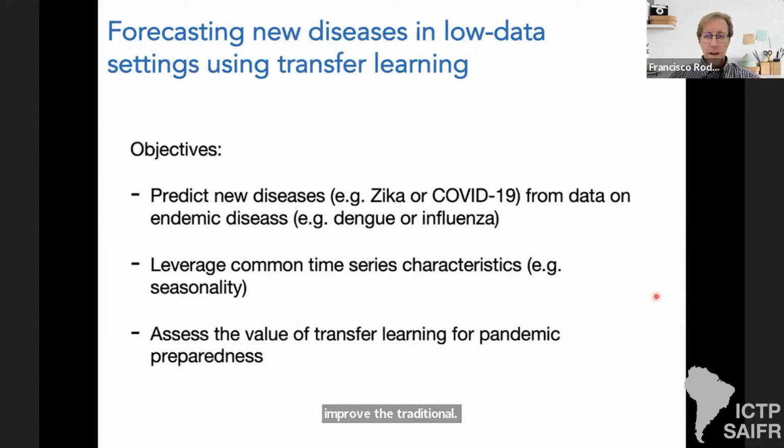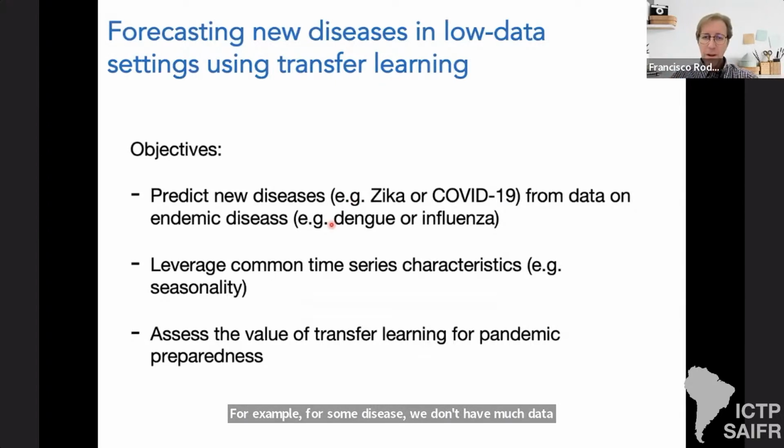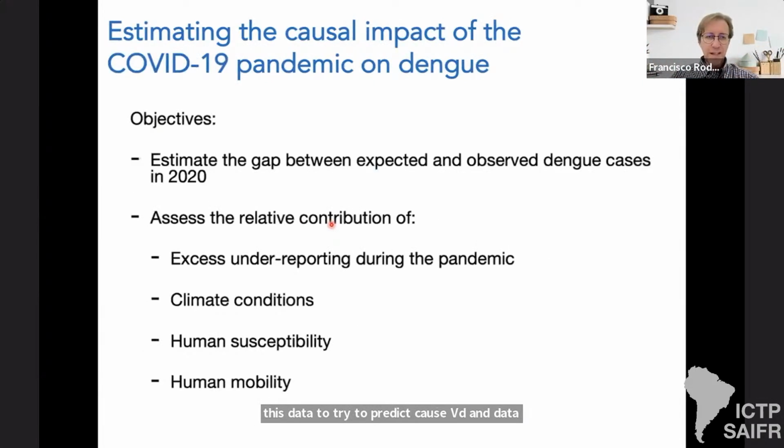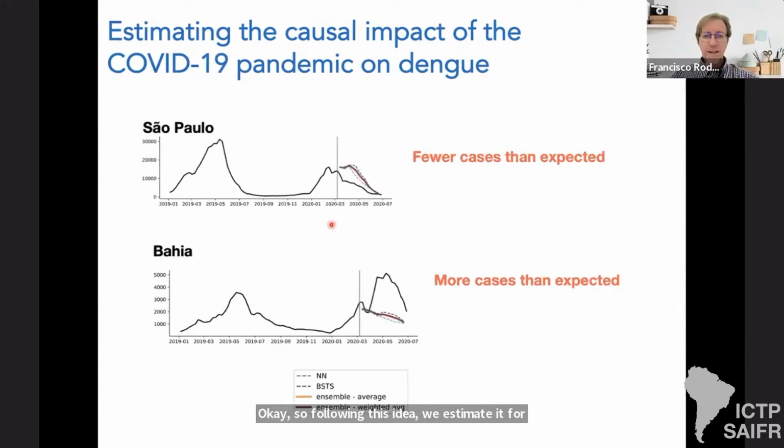Okay. And also you have the idea of using what is called transfer learning. For example, for some diseases, we don't have much data, like Zika and COVID. But what you can do is try to use one dataset to predict another disease. For example, you have data from influenza, and use this data to try to predict COVID, and data from dengue to try to predict Zika. Okay. So following this idea, we estimate for different cities in Brazil, and we verify that we can improve the prediction.